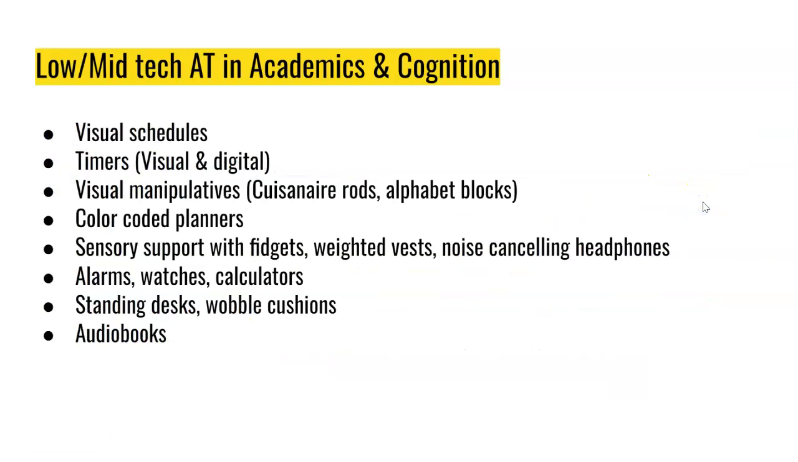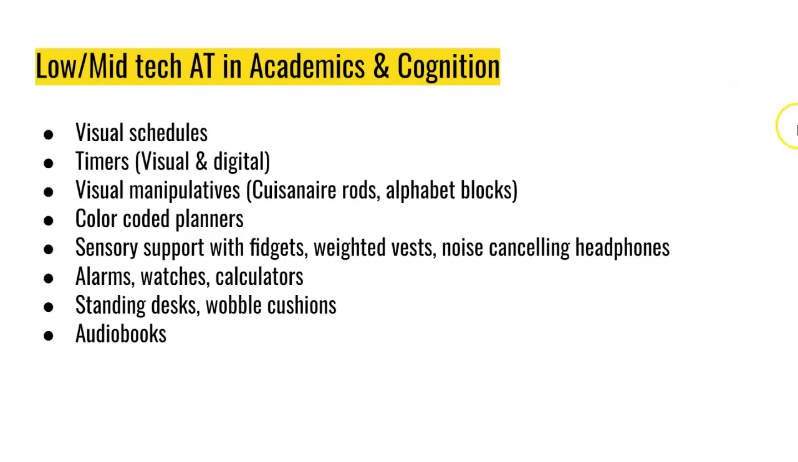So let's look at some low and mid tech AT in academics and cognition, and there are many more than on this list. But to start with, I included visual schedules, timers, both visual and digital, visual manipulatives like Cuisenaire rods, alphabet blocks, color-coded planners, sensory supports with fidgets, weighted vests, noise-canceling headphones, alarms, watches, calculators, standing desks, wobble cushions, and audiobooks.